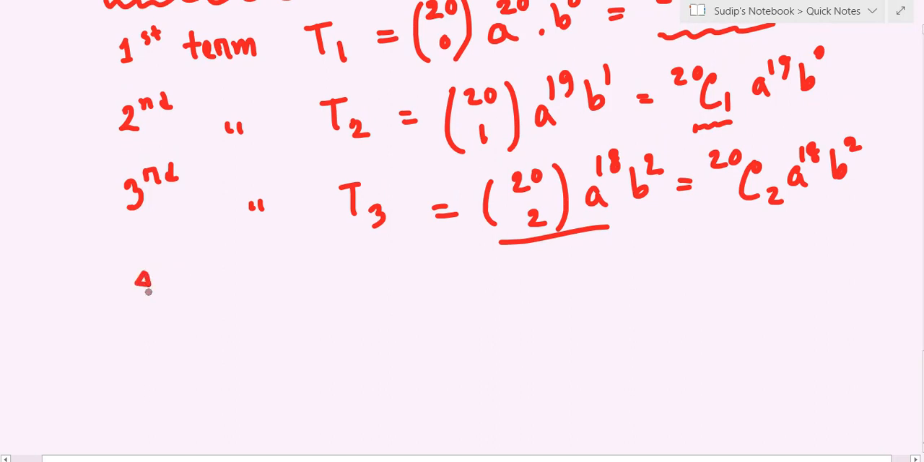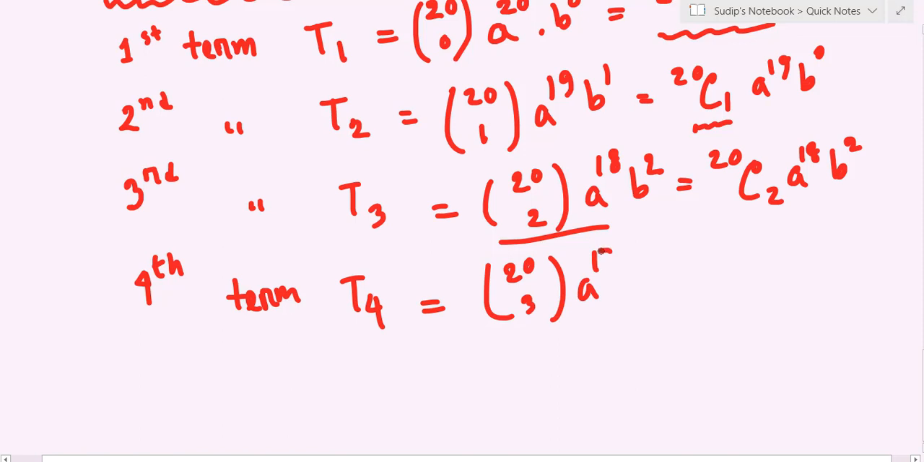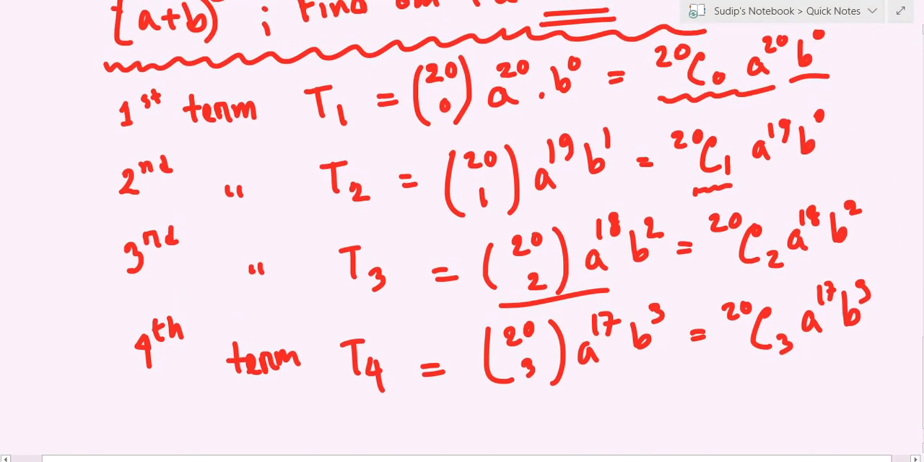For the fourth term, T4 will be 20C3, a to the power 17, b to the power 3. Now we will observe what happens here.